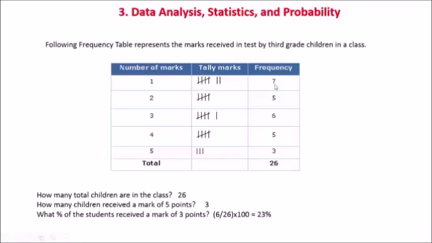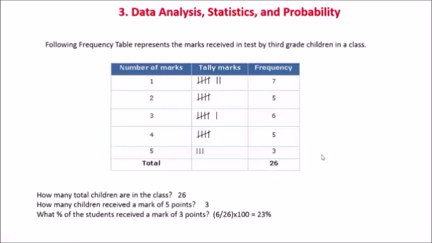So 7 children got a score of 1. 5 children got a score of 2. 6 children got a score of 3. 5 children got a score of 4. 3 children got a score of 5. And then the total number of children in this class, if you add up all these frequencies, is 26. So you know that in this class there are 26 students.